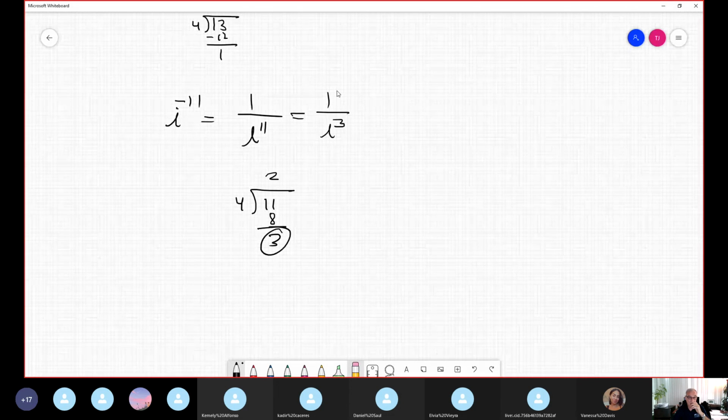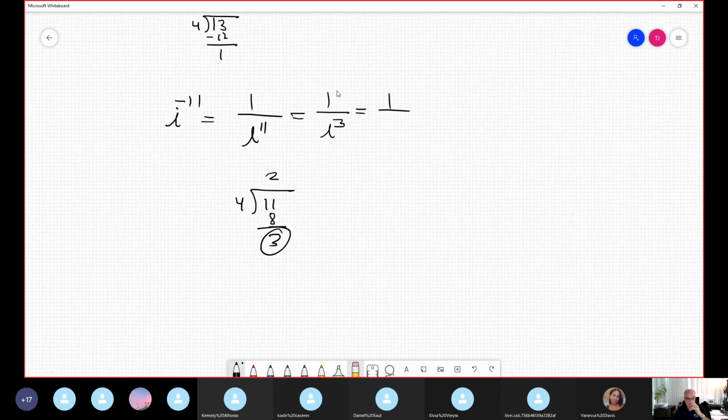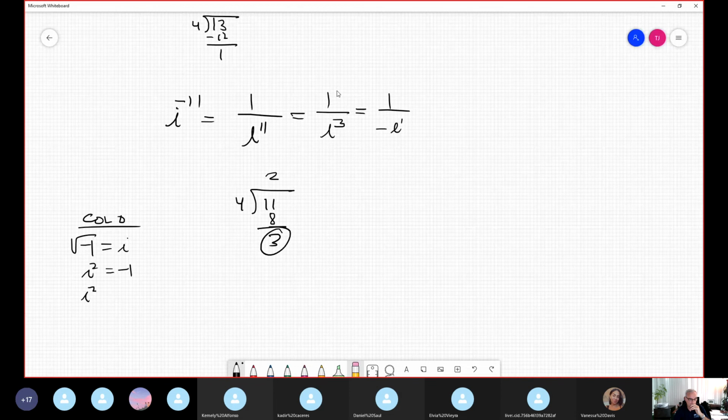I know that i to the cubic power is negative i, because at least I memorize the first column, the column 0. Remember, the column 0: square root of negative 1 is i, i squared is negative 1, i cubic is negative i, i to the 4 is 1. That's it. The first column is the only one to memorize.